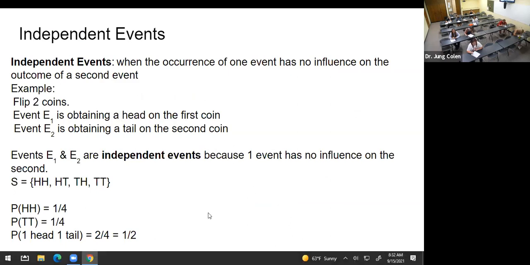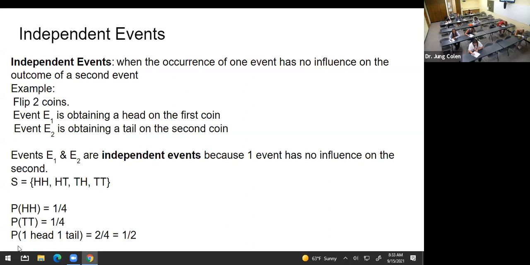Okay, so let's talk about independent events more precisely. I already talked about independent events, right? Independent events are when the occurrence of one event has no influence on the outcome of the second event. It doesn't affect the second event. Just like you are throwing a ball and throwing it back, it doesn't affect the second draw. So let's look at this example.